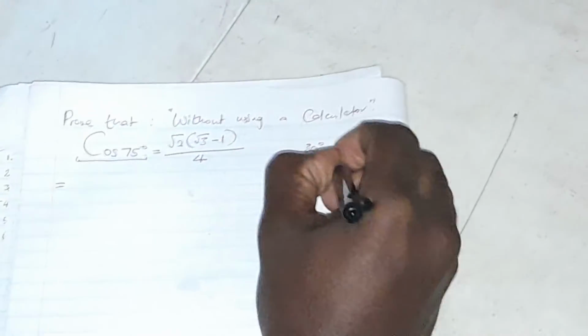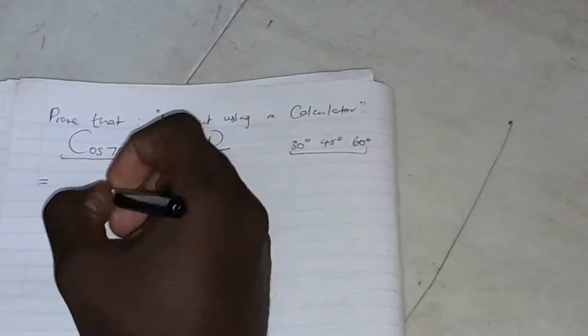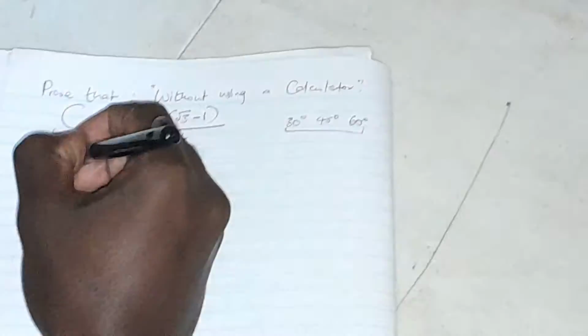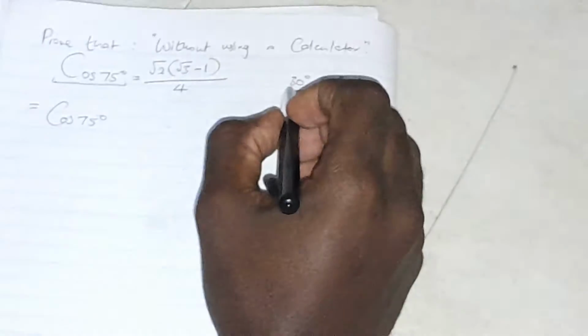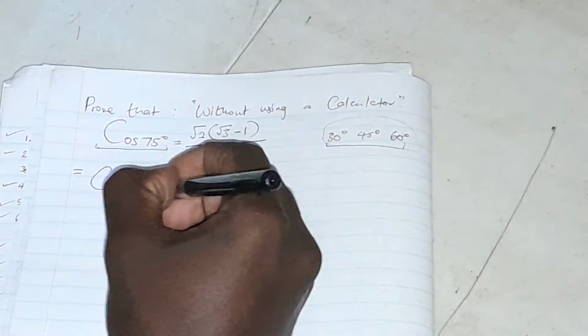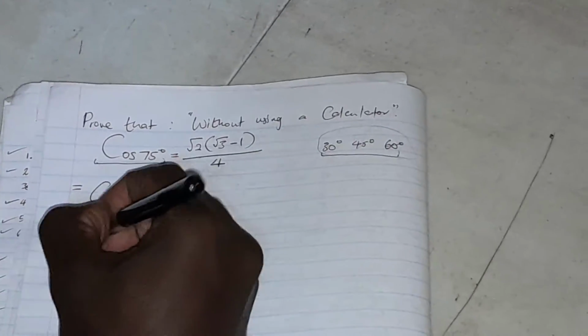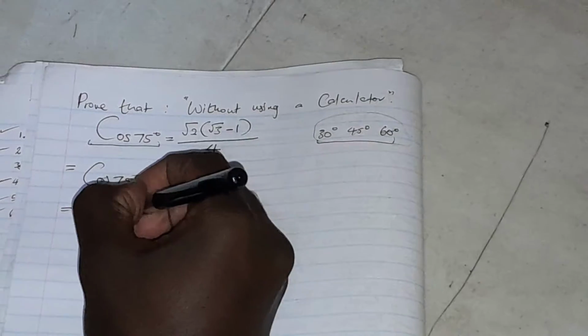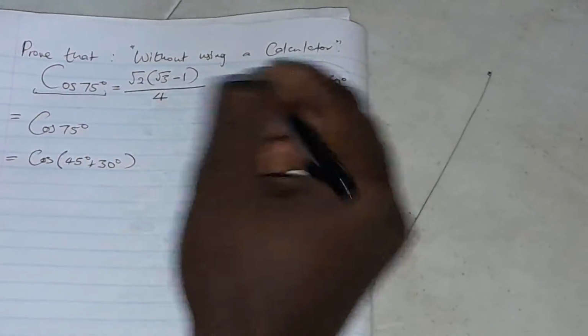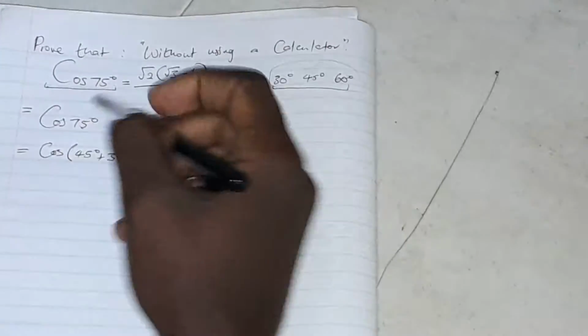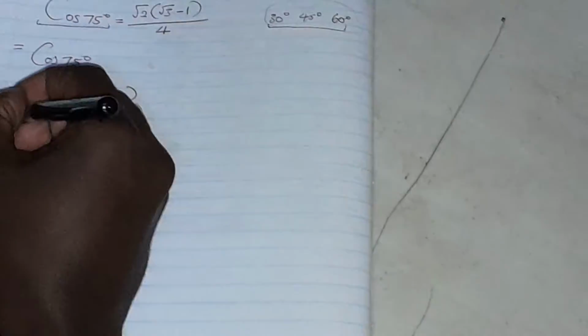Now, first thing first, we are going to expand the value of cos 75 by using two of the three given special angles. We are going to manipulate it and say cos, open bracket, 45 degrees plus 30 degrees, which gives us 75 degrees when we add them together.